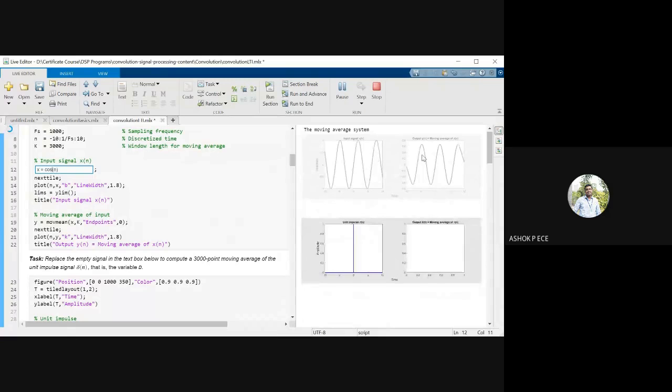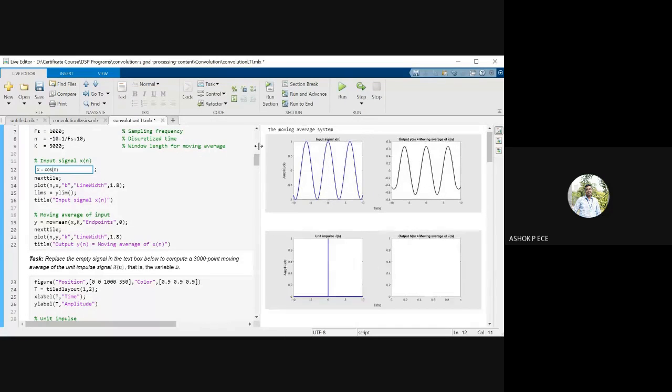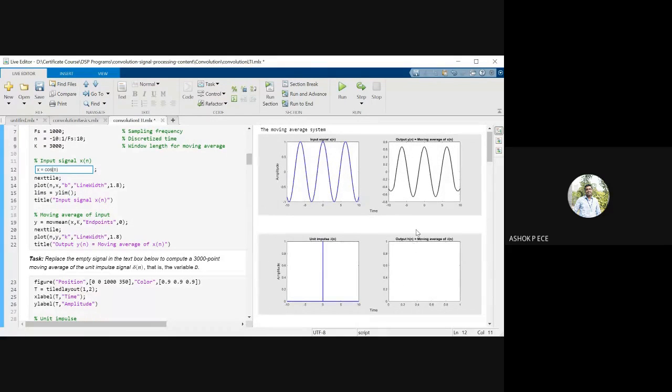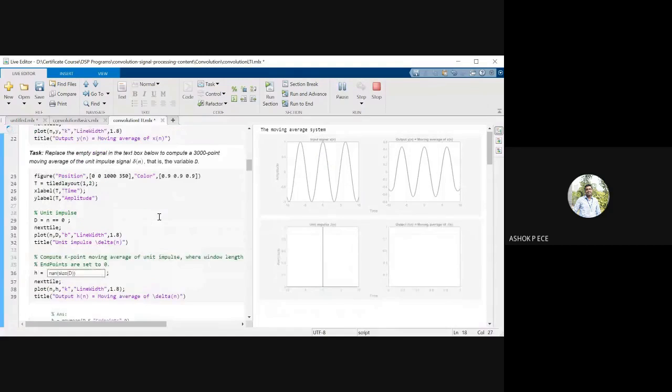See how the input and output are getting changed. You can see the signal. This is how a signal is visualized using MATLAB: input, output, impulse response, and output H of n. So now see here.